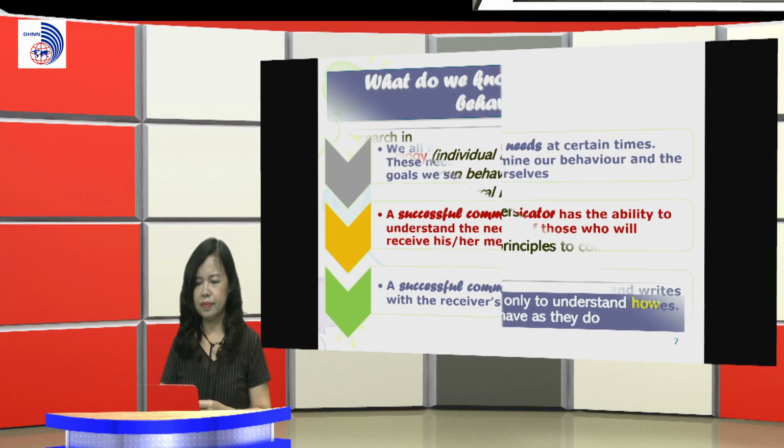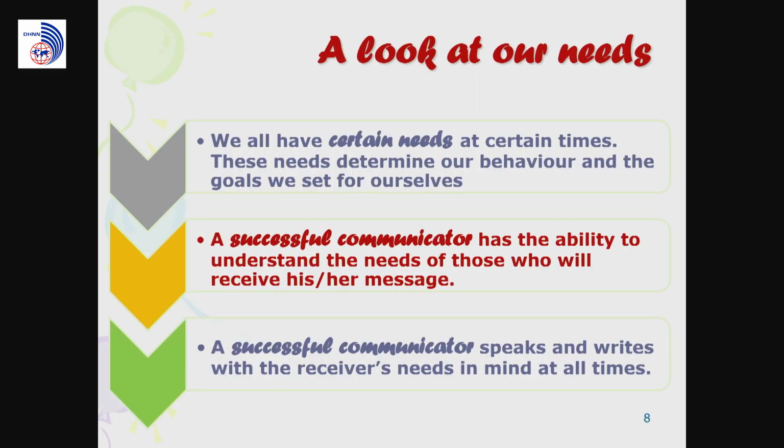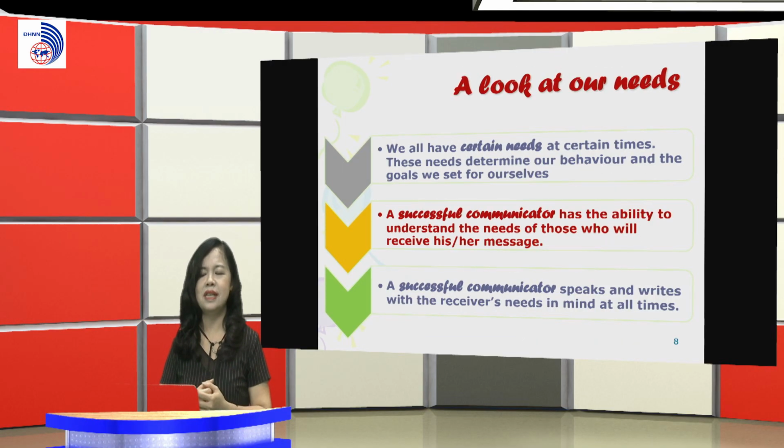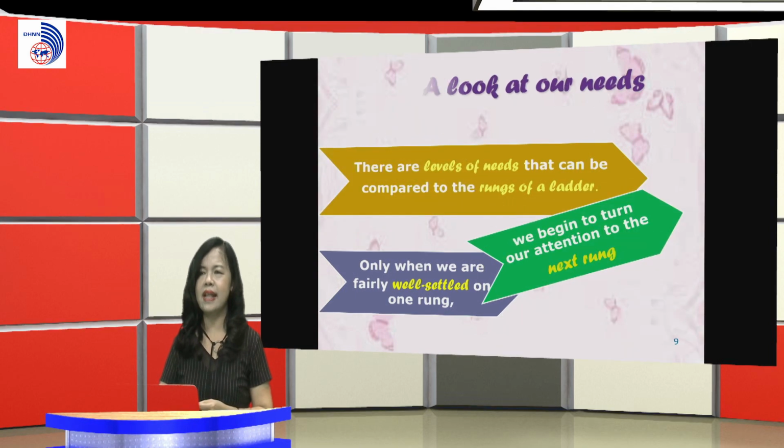Right. So now we are going to look at our needs. And we see that we all have different needs, and we have certain needs at certain times in our life. A successful communicator has the ability to understand the needs of those people who would receive his or her message. A successful communicator speaks and writes with the needs of the receiver in mind. And that really shows that you understand the psychology of communication. You understand the differences between individuals.